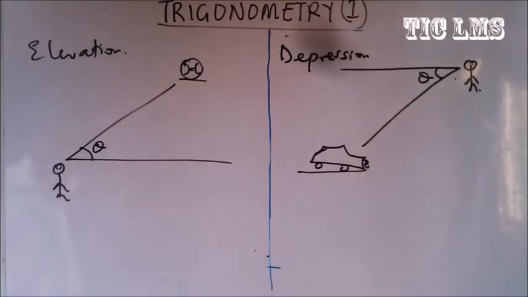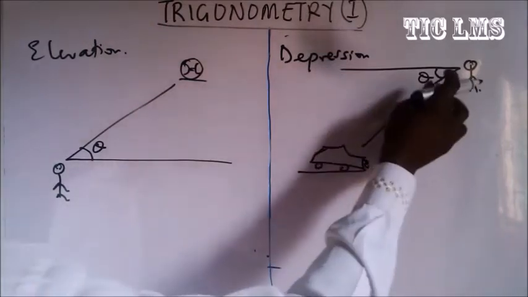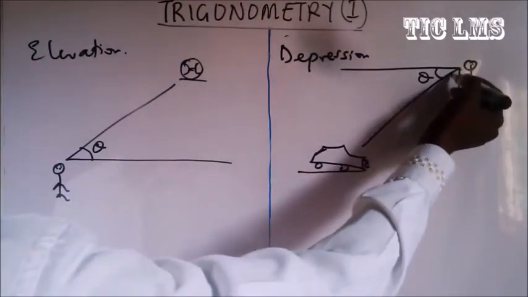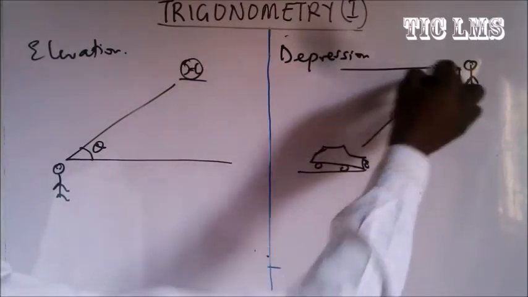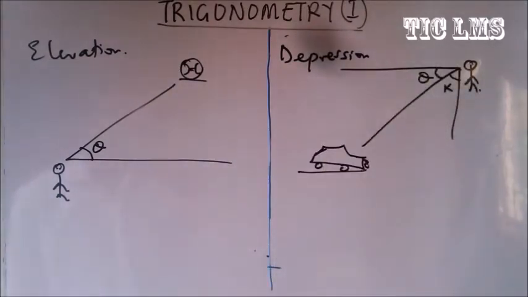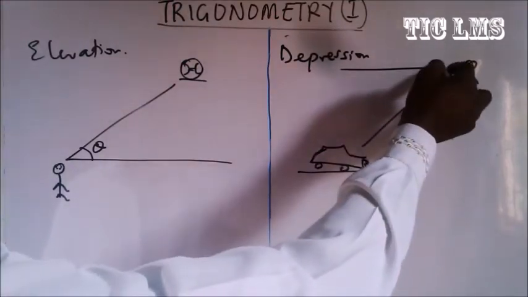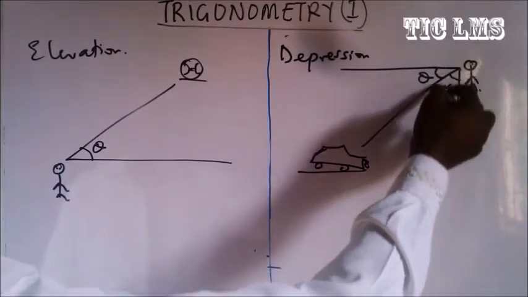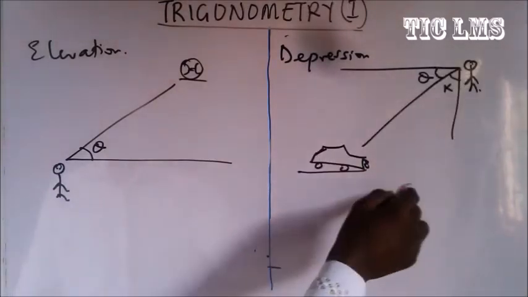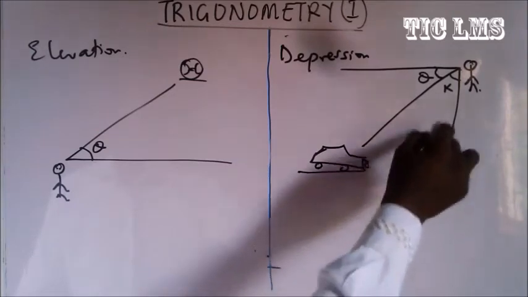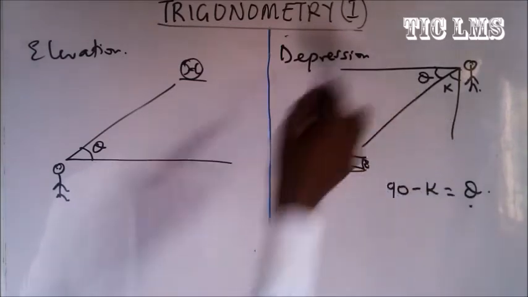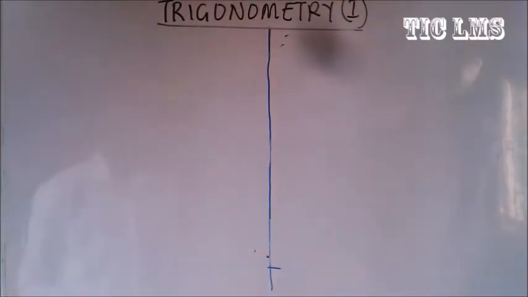Now, if for instance you are given an angle over here and you are told to find the angle of depression, let's say you are given an angle here as K and you are asked to find the angle of depression. All you need to do is, since the total angle from here to here is 90 degrees, say that 90 minus K will give you your theta, which is the angle of depression. Next, we'll consider Pythagorean identities.